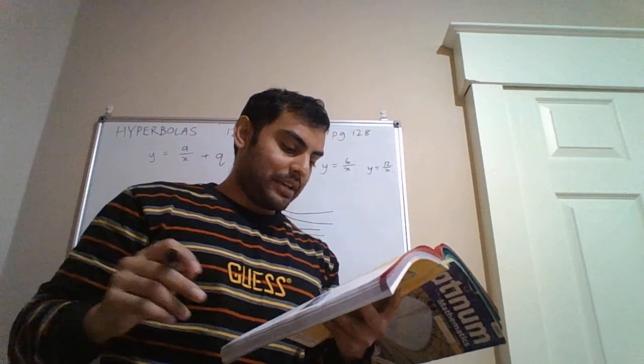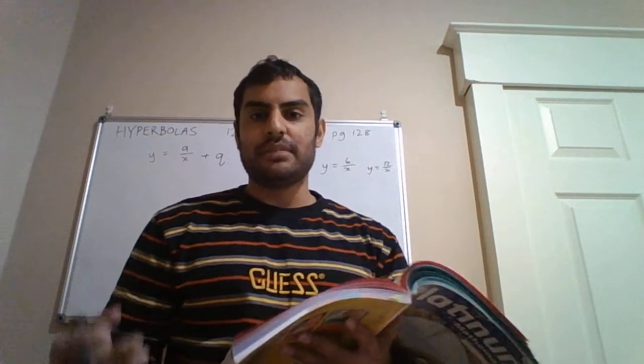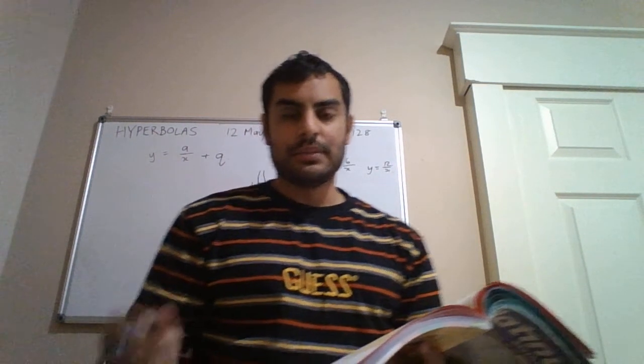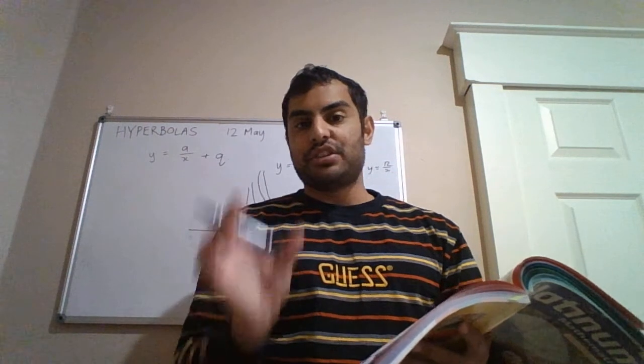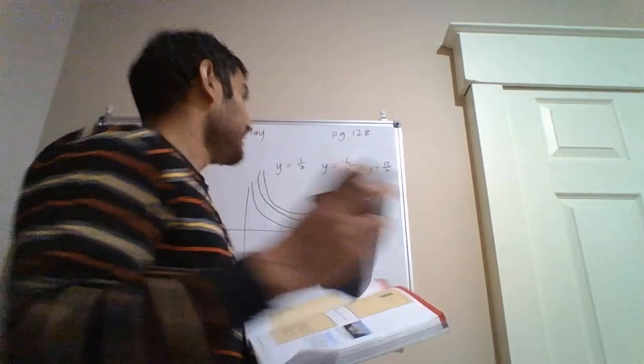Now let's look at the parameter q. The parameter q works in a similar fashion to how q worked when we looked at parabolas. Remember, when we changed q in parabolas, we moved the graph up and down, and the same thing is going to happen here. Let's look at an example.